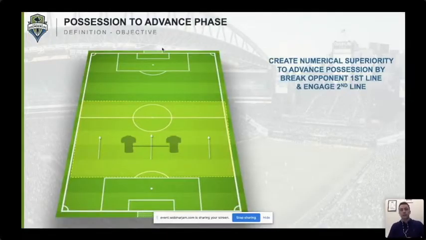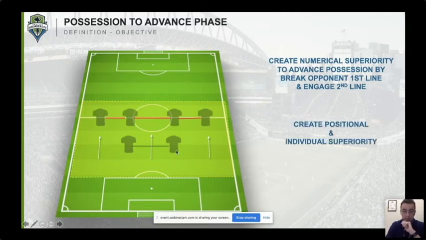So the phase, possession to advance. So what is that? I think it's important to start with that definition for us. So the possession to advance phase, the first part of it is where we're looking to advance possession against the opponent by breaking the opponent's first line. So in this image, you can see the first line is with two players, so we're looking to break the first line, and then we're looking to engage the second line.